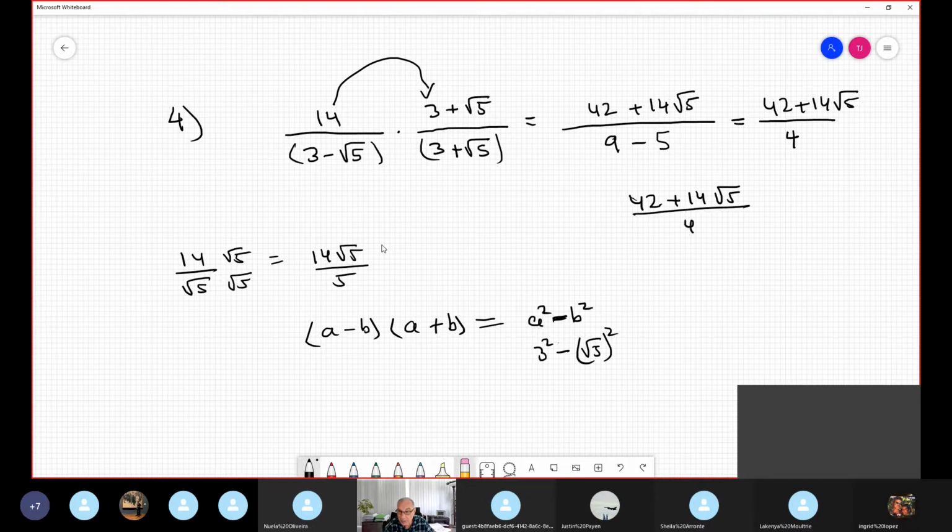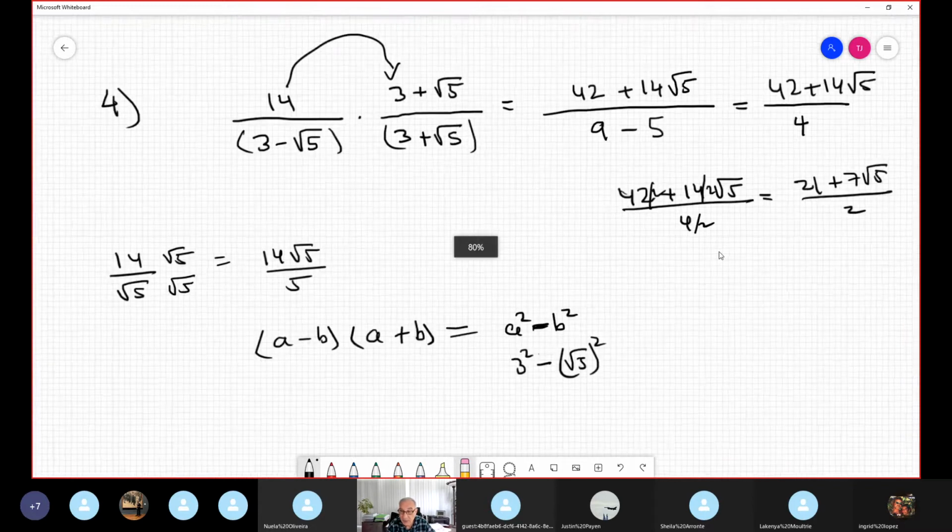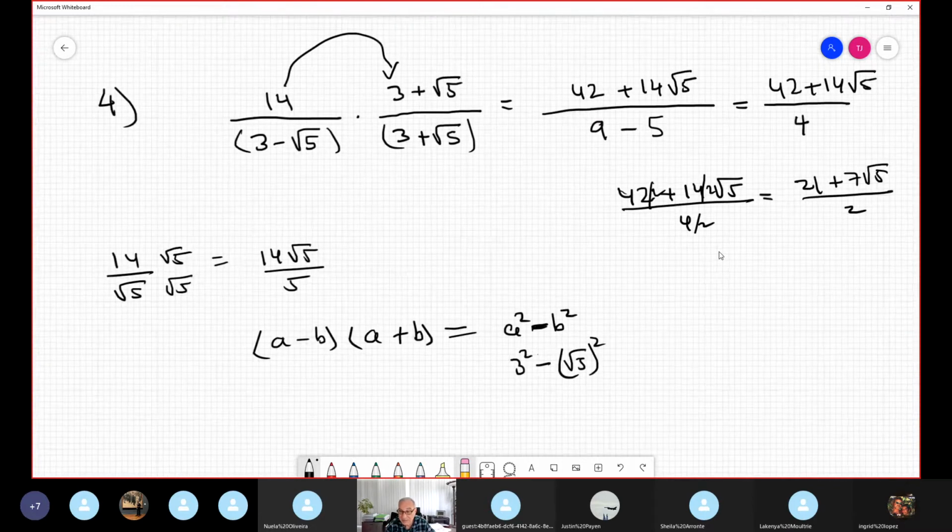We can simplify a little bit by 2, yes. It's 21 plus 7 radical 5 over 2. So the thing I did was divide by 2, not by 4, by 2. And by 2 only, the number outside and the number inside the radical stay the same. And this is the final answer.